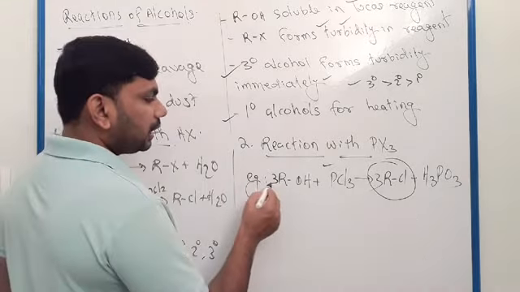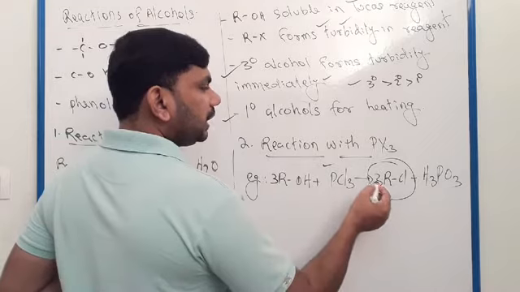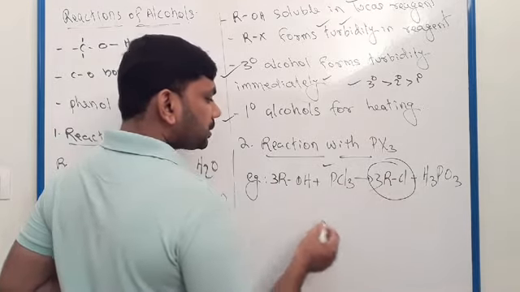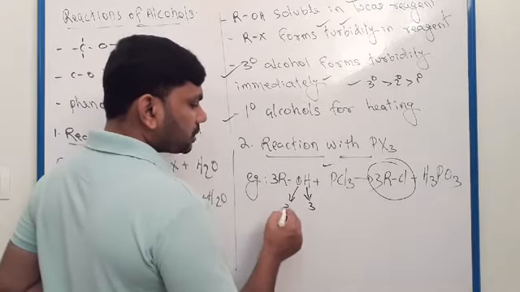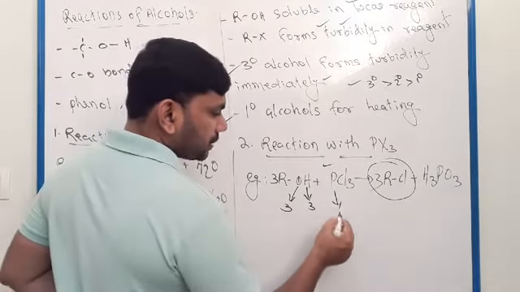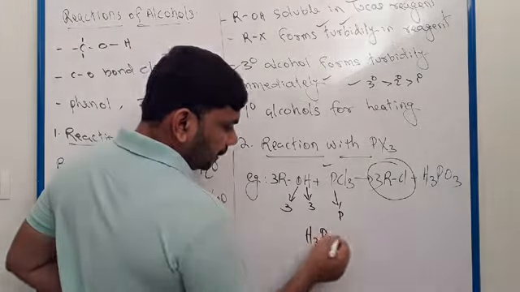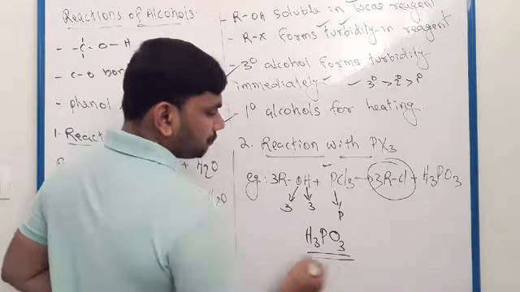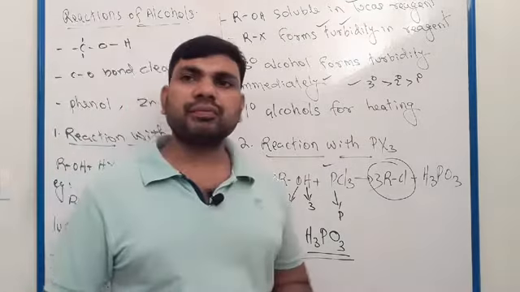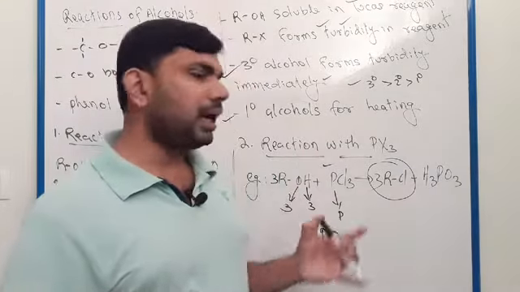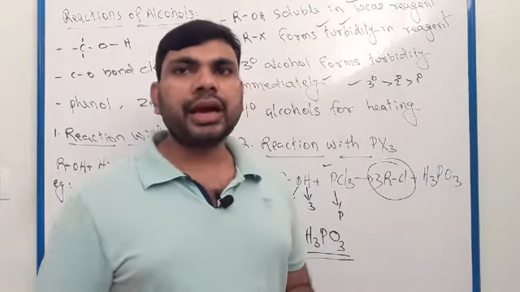Here three alcohol molecules react with PCl3, and three alkyl chlorides will be formed. The 3 hydrogens, 3 oxygens and 1 phosphorus combine to form H3PO3, phosphorous acid. Okay, so this is the chemical reaction of alcohol with phosphorus trihalide, and the Lucas test or Lucas reaction.